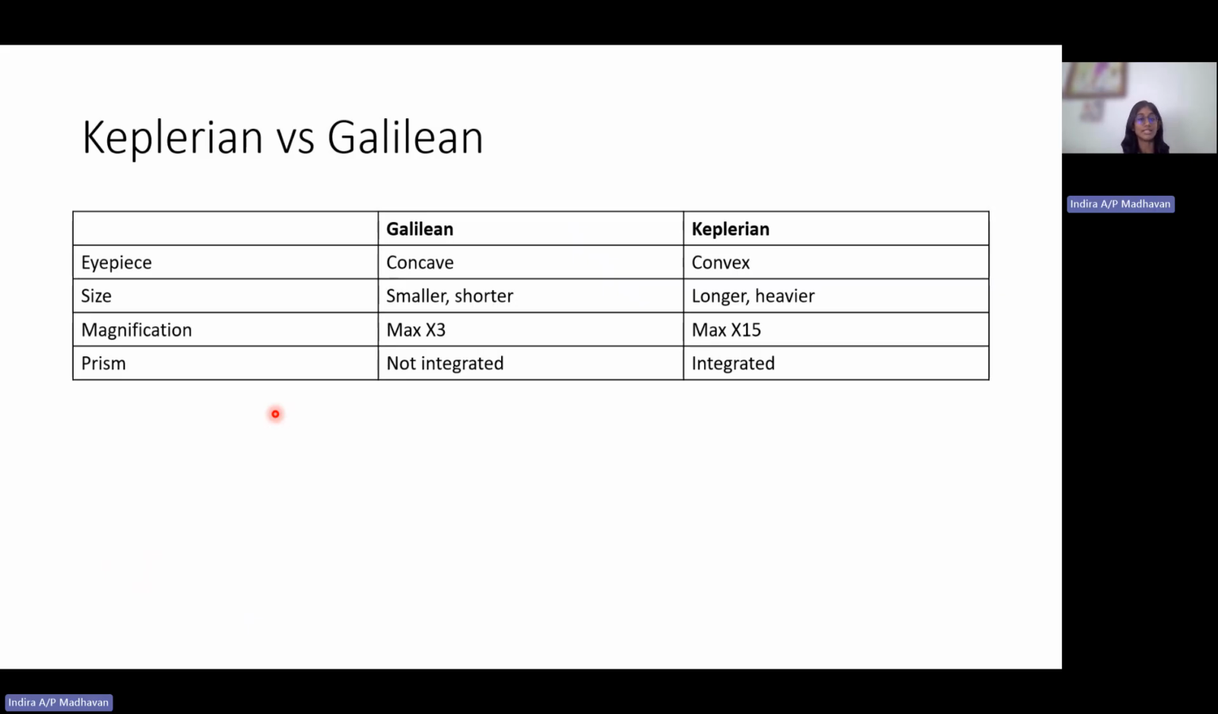Magnification is a maximum of 3 times only for Galilean, while Keplerian is a maximum of up to 15 times because they have the prism in it, and they also come with both convex lenses. For Galilean, no prism is integrated, while for Keplerian, a prism is integrated.